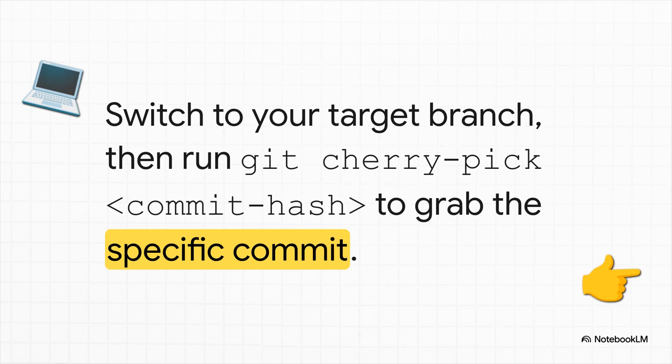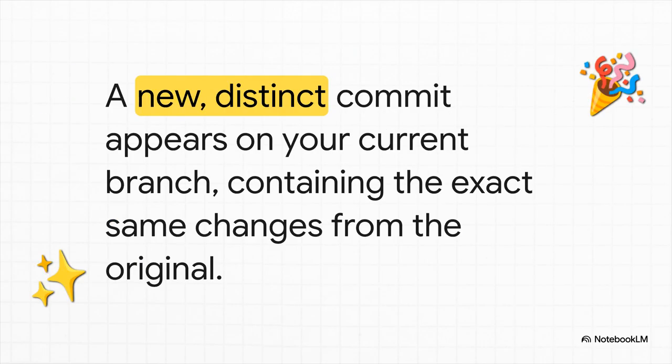Now, the command itself, it's almost shockingly simple. First, you check out the branch you want to receive the change. In our case, main. Then, you just run git cherry pick, and you give it the commit hash. That long string of numbers and letters is like the commit's unique fingerprint, its address. And boom, it's done. The changes from that commit now exist on your main branch.